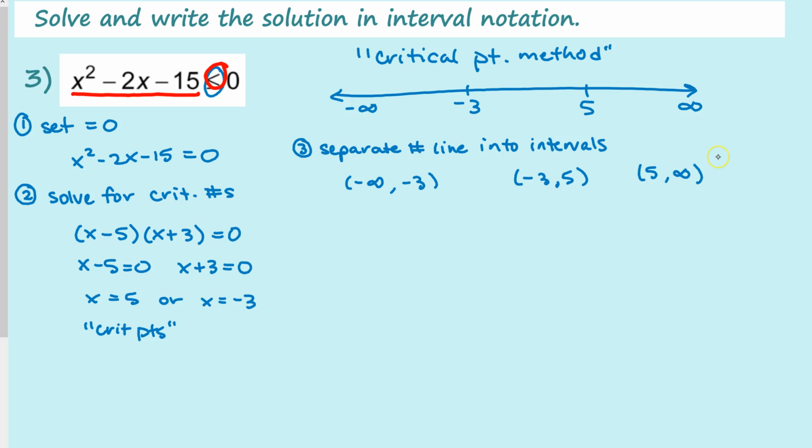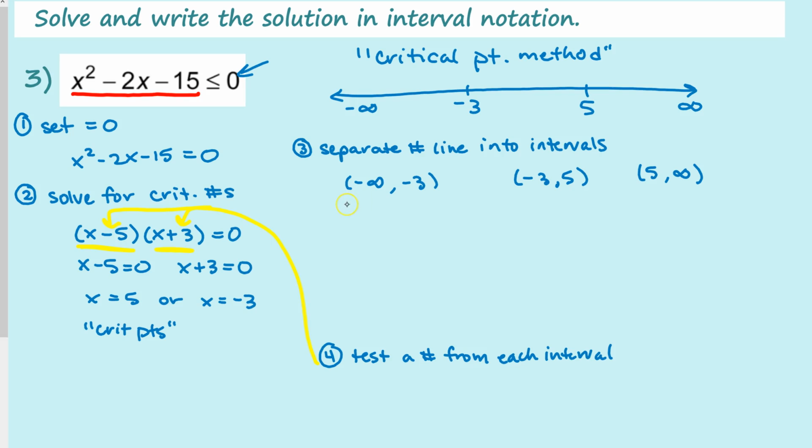Now what we want to do is figure out for each of these intervals, do we get something that is less than 0, or do we get something that's greater than 0? So do we get something that's negative, or something that's positive? So what we have to do is test a number from each interval. Where do we test it? We test it into the factors. We have a factor of x minus 5 and we have a factor of x plus 3 to see if it comes out positive or negative. So let me show you.